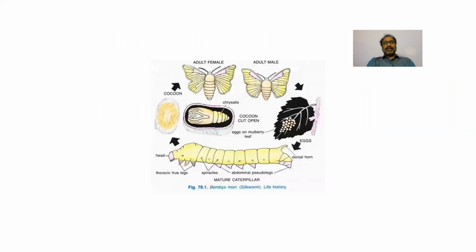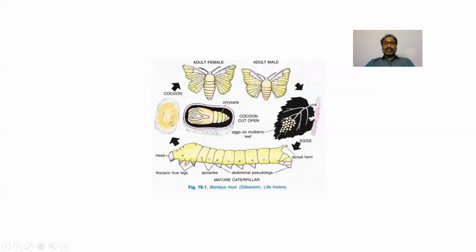So you see, my dear friends, these are the eggs laid underneath the mulberry leaf. Next, after hatching out of these eggs, a caterpillar will come out, and later a cocoon, a pupal stage, will be formed.